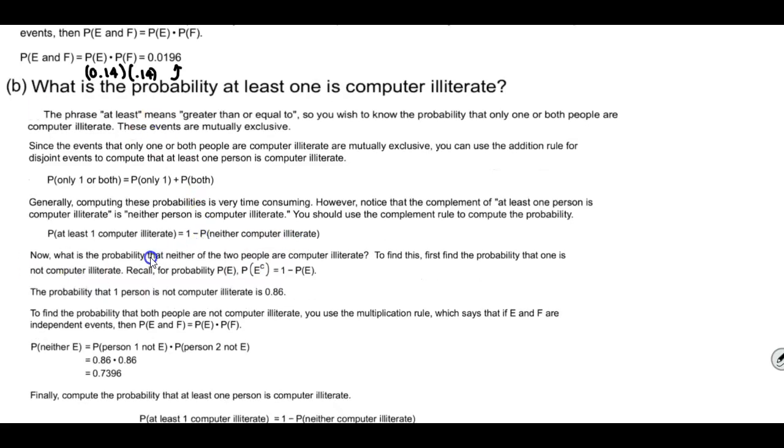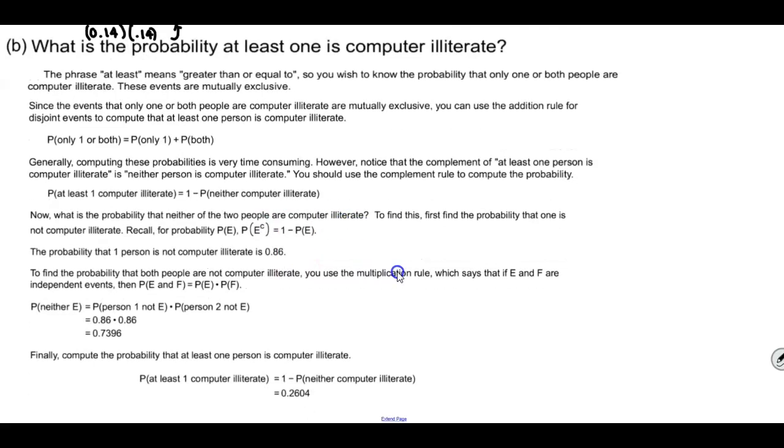Now, what is the probability that neither of the two people are computer illiterate? Well, to find this, you first find the probability that one is not computer illiterate. Recall that for the probability of event E, the probability of the complement of that event is 1 minus the probability of event E. So the probability that one person is not computer illiterate is 0.86. And how do we get that? Well, we take 1 and then we subtract 0.14, which gives us 0.86.